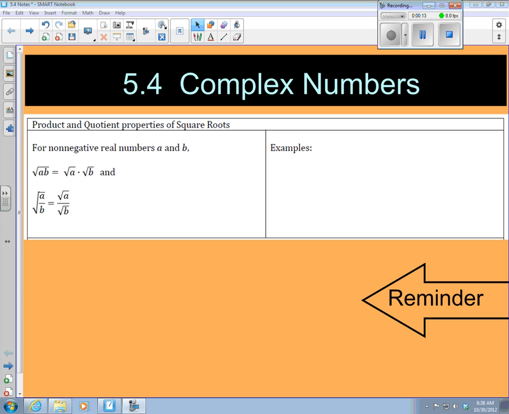We are going to cover complex numbers today, section 5.4. We're going to spend a couple days on this.